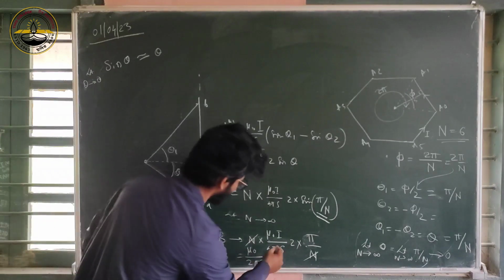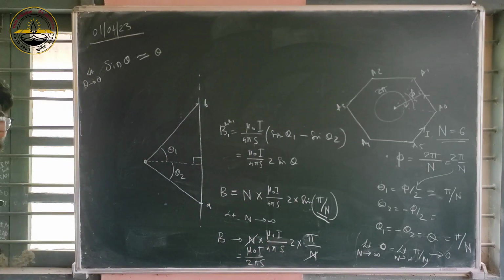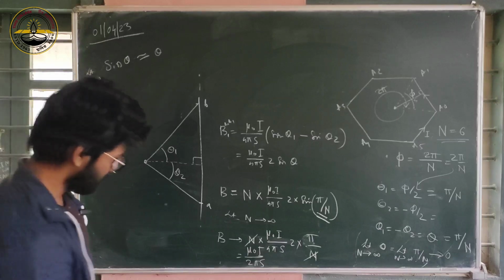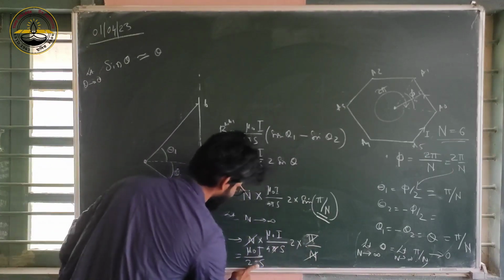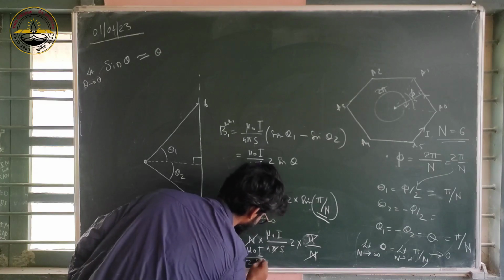Yes, I always forget about that. Mu naught I by 2 pi s. Pi over, yes, thank you. Mu naught I by 2s.